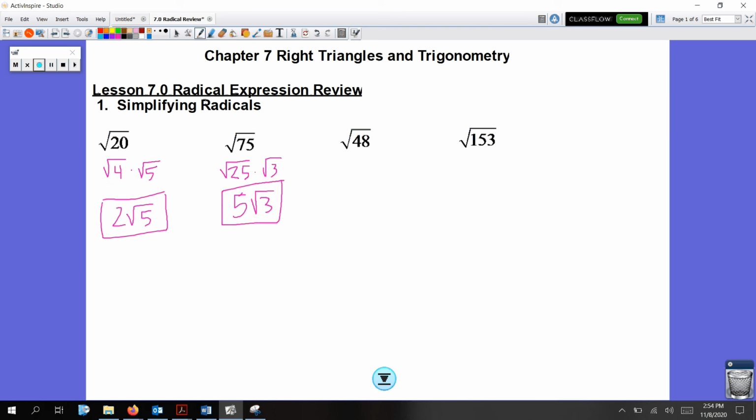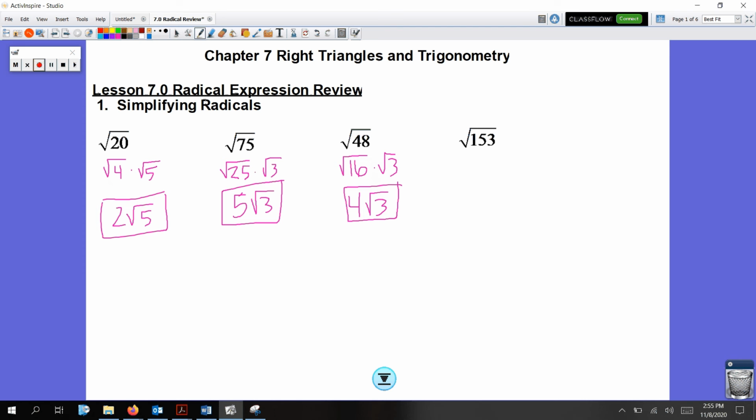Okay, then they get a little harder. I don't know if you know that there's a perfect square in 48. Remember, you can do that prime factorization, but I'll save that for 153. So 48, I know, is 16 times 3, and 16 is a perfect square. The square root of 16 is 4, and then it simplifies to 4 root 3.